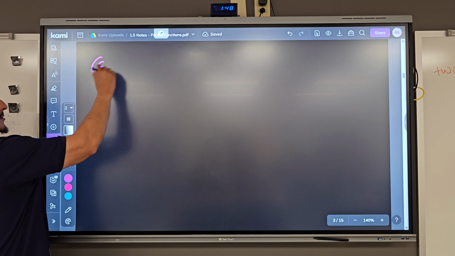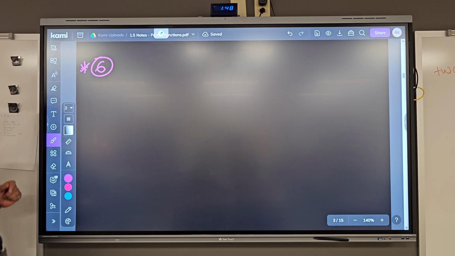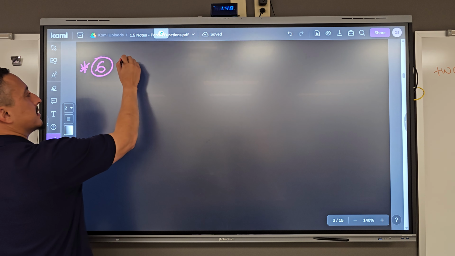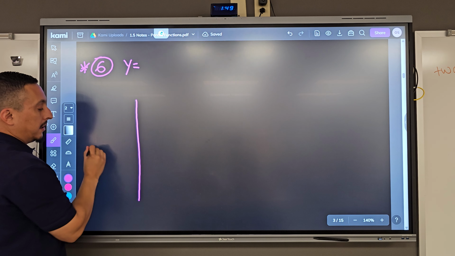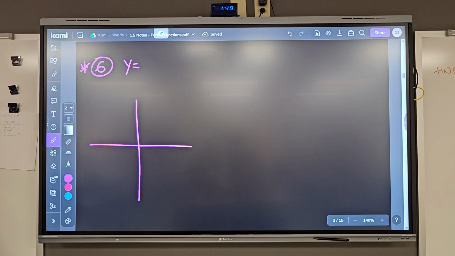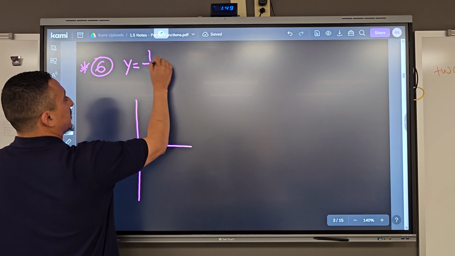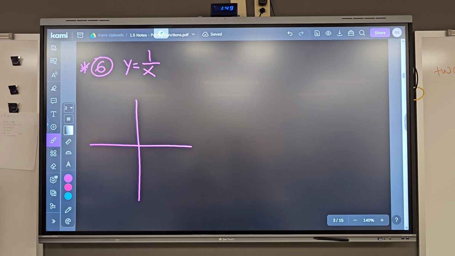And then number 6, I want you to put a little star on that one. That one's gonna be the harder one. Some students have said they do see this in algebra 2 and some have not, so I don't know. This one's a bit different. Instead of y equals x, it's y equals 1 over x. It's called a rational.